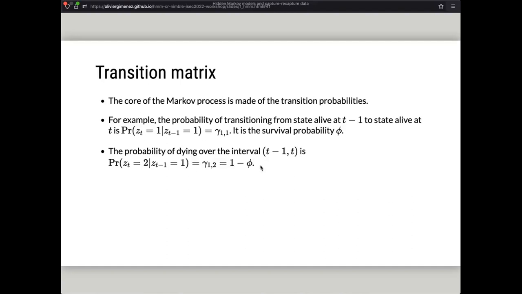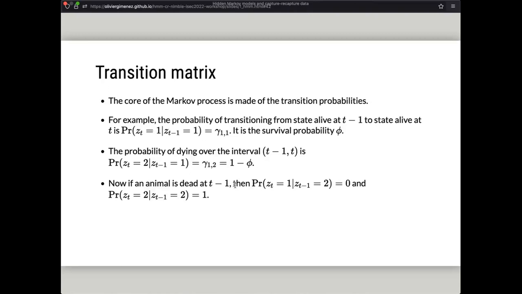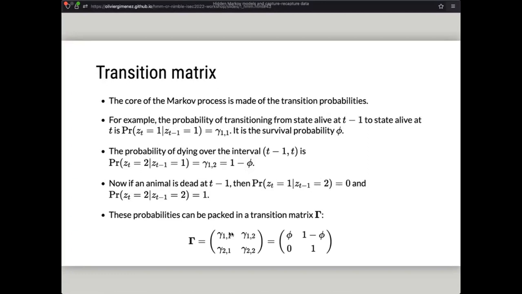Now, if an animal is dead at t minus one, we know that it cannot be alive again, so the probability is zero. And if you're dead at t minus one, you remain dead at t with probability one. By doing that, you can fill in a matrix, which we call big gamma, with all these probabilities. That's the transition probability matrix for the Markov chain.